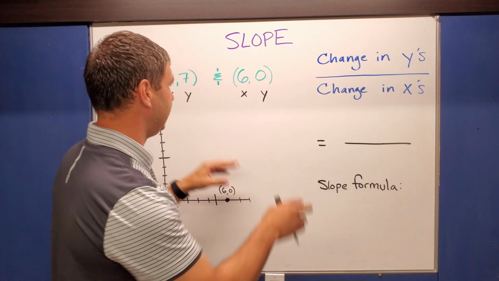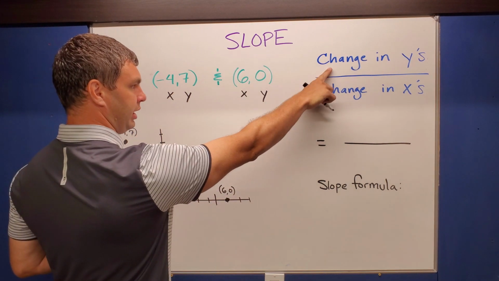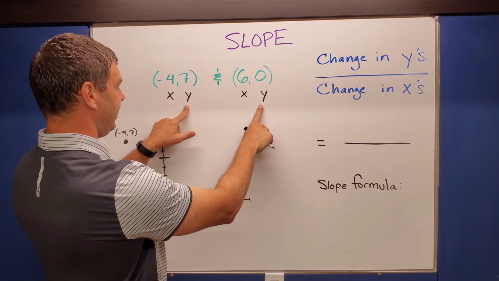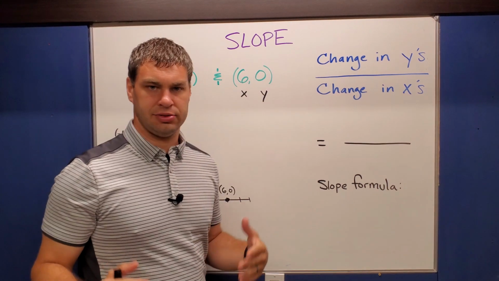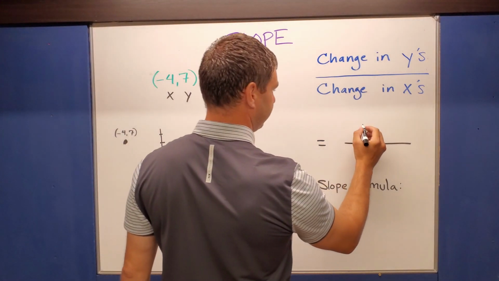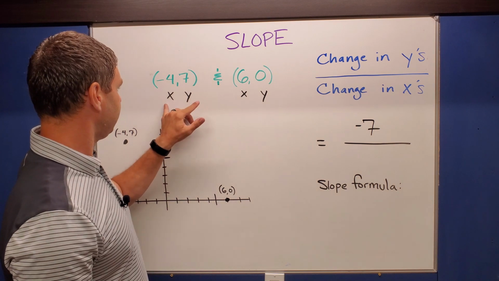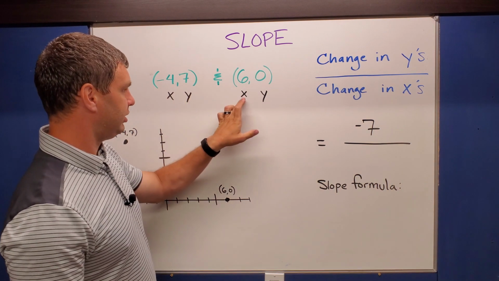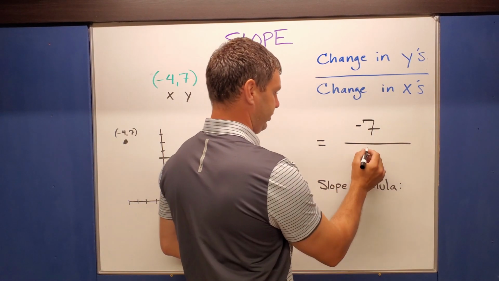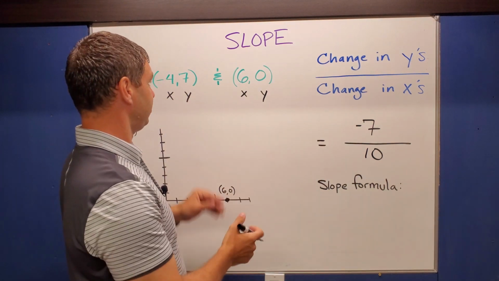All right, so if we just look at that, I marked these out, x, y, x, y. We know how points work. But if we look at the change in the y's first, it comes over the change in the x's. From 7 to 0, it goes down 7, so I'm going to say -7. And then the change in my x's, from -4 to 6, I went up 10. So -7 over +10 would be the slope of these 2 points.